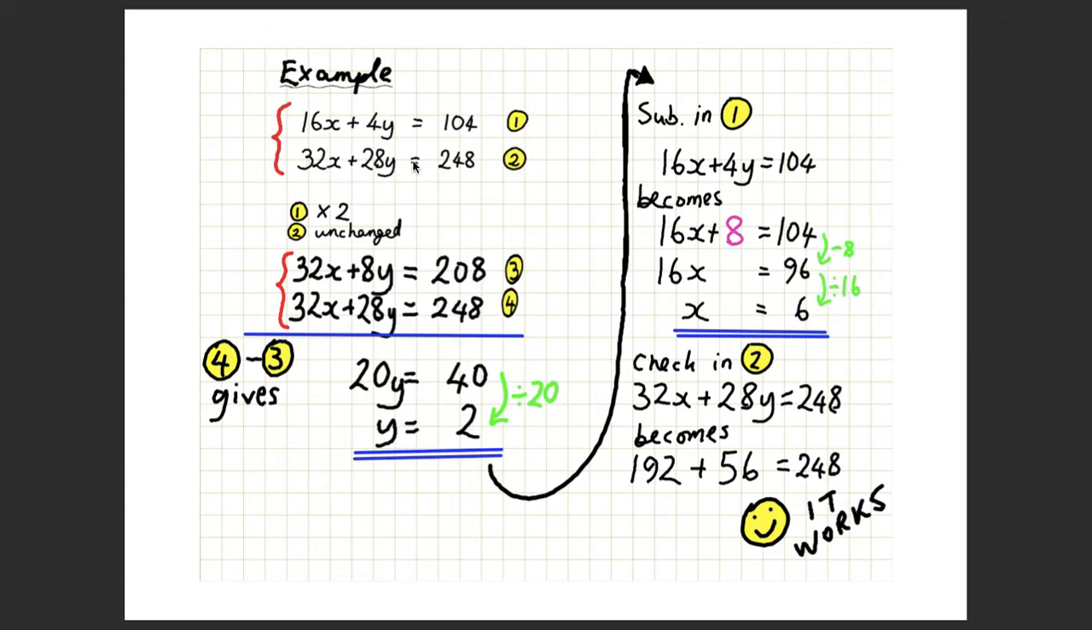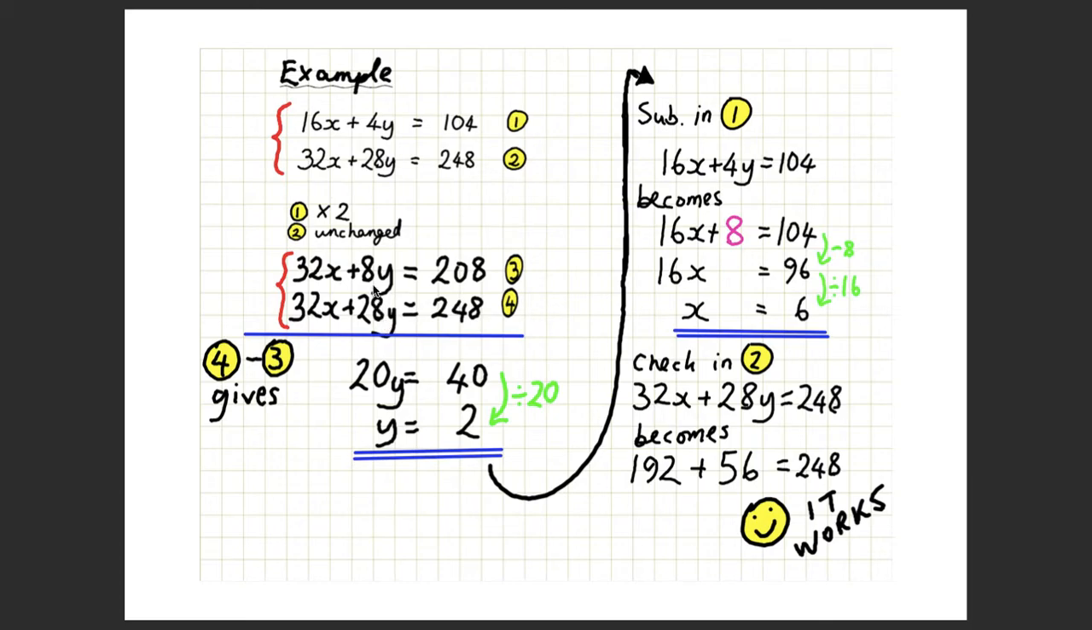And then the other equation, just leaving it unchanged, 32x plus 28y equals 248, and I've just written it there again. So I've labelled those now as equation 3 and equation 4, even though equation 4 is just the same as equation 2. But they've both got 32x in them now, which is an advantage because then we can subtract whole equations from one another and do equation 4 minus equation 3 to give 32x minus 32x is going to disappear.